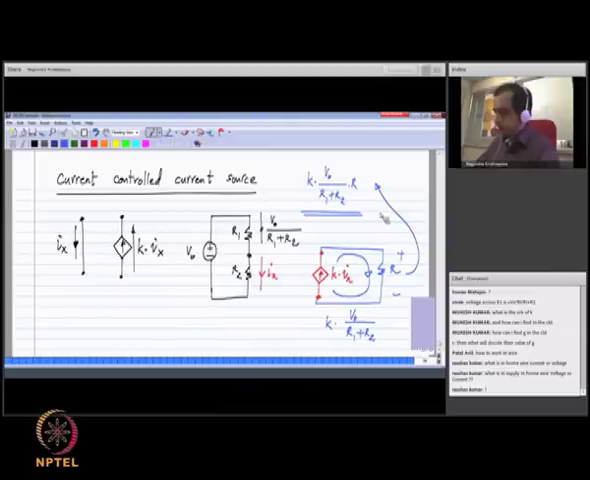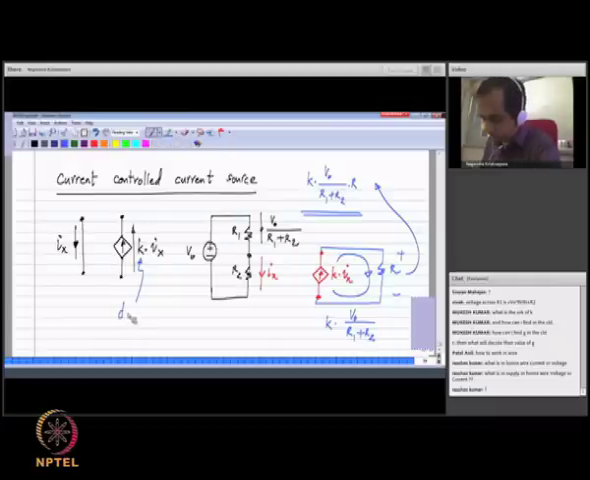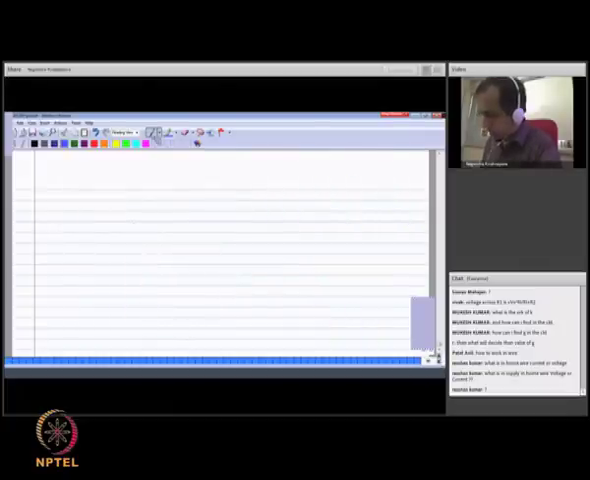So that's the definition of all the four controlled sources. Now this constant of proportionality is multiplying a current to give a current, so it is dimensionless in this case. So just as a quick summary, we have four types of control sources.